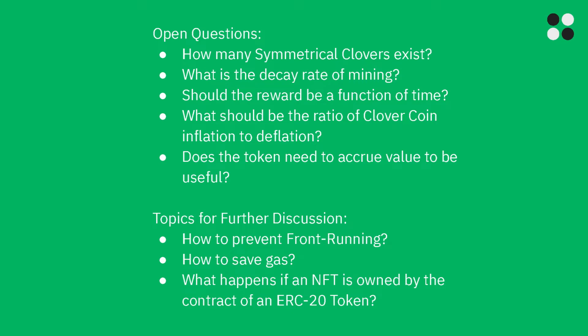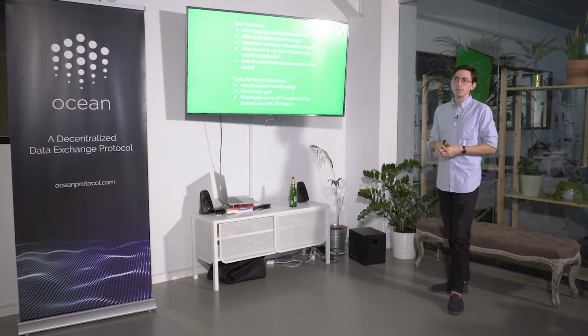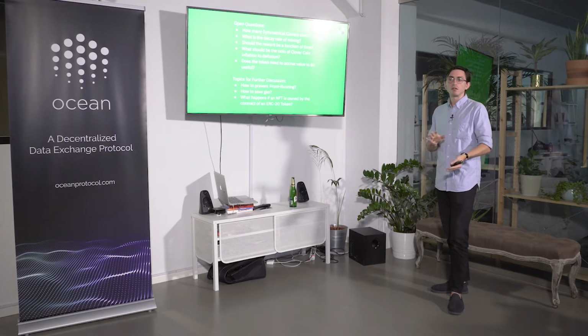Open questions. We still don't know how many symmetrical Clovers exist. We don't know how many normal Clovers exist, but there is some sort of upper bound that you'd be able to make based on an 8x8 grid. How many types of symmetry exist, how many redundant types can be removed, and things like that. I've done some napkin math on it, and I don't trust myself. So if that's an interesting question to you, I would love to talk to you about it.